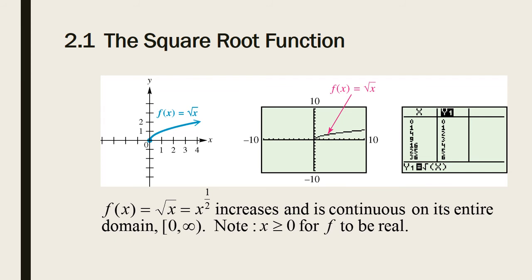Okay, analyzing it, this graph increases and is continuous on the entire domain, but notice that the domain is from 0 up. If we have a negative under that square root, we do not have a real number. So the domain must start at 0 and increase.